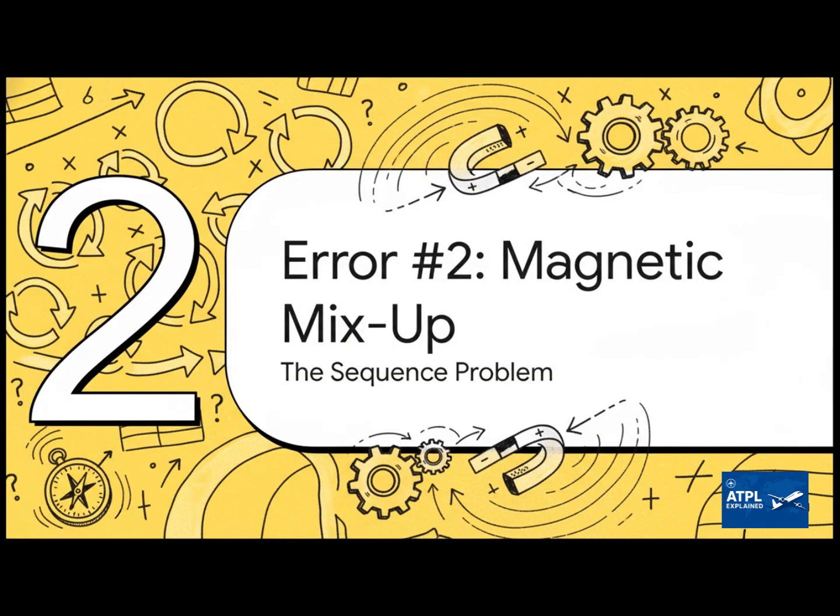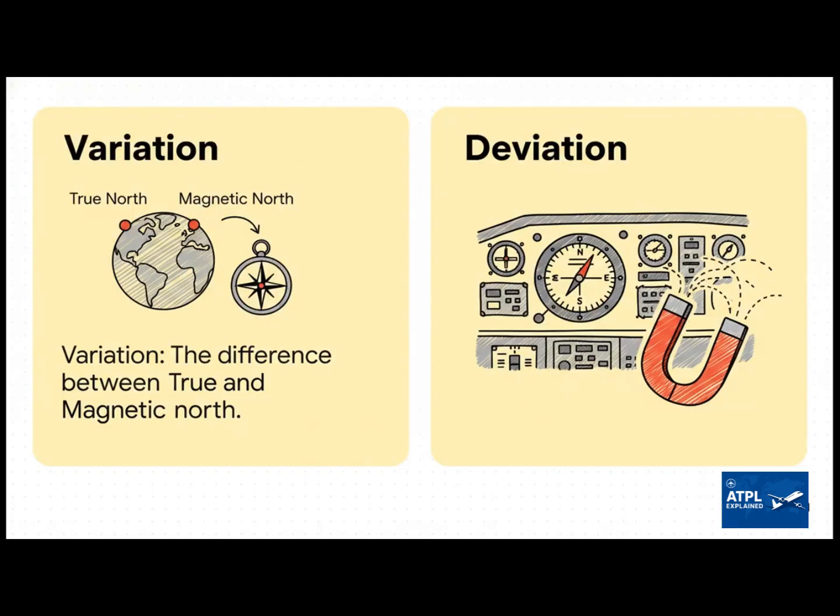Okay, error number 2. This one is a procedural mistake, and it's all about getting your steps in the wrong order. I'm talking about the classic magnetic mix-up. See, we've got 2 different errors we have to account for here. First up is variation. That's the geographical difference between true north and magnetic north. Then you've got deviation, which is the error caused by all the magnetic fields inside your specific aircraft. You have to apply both of them, but the order you do it in is absolutely non-negotiable.